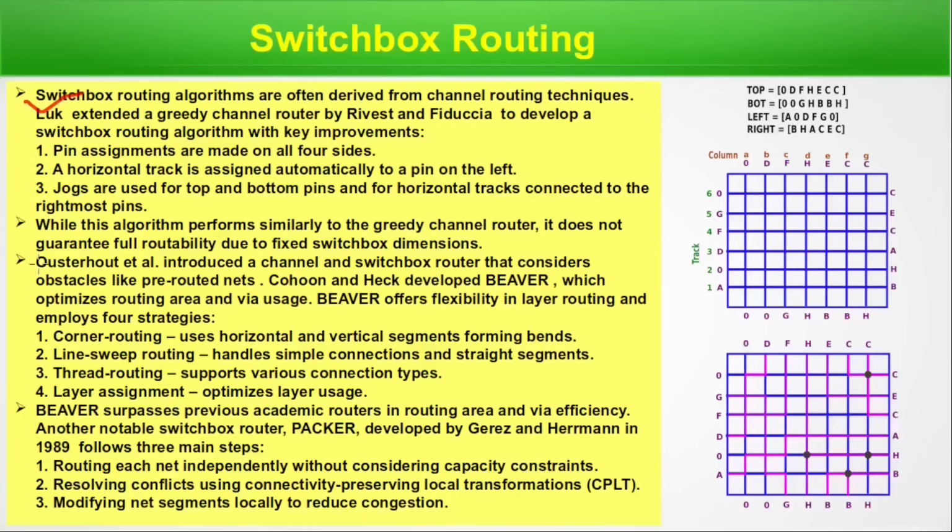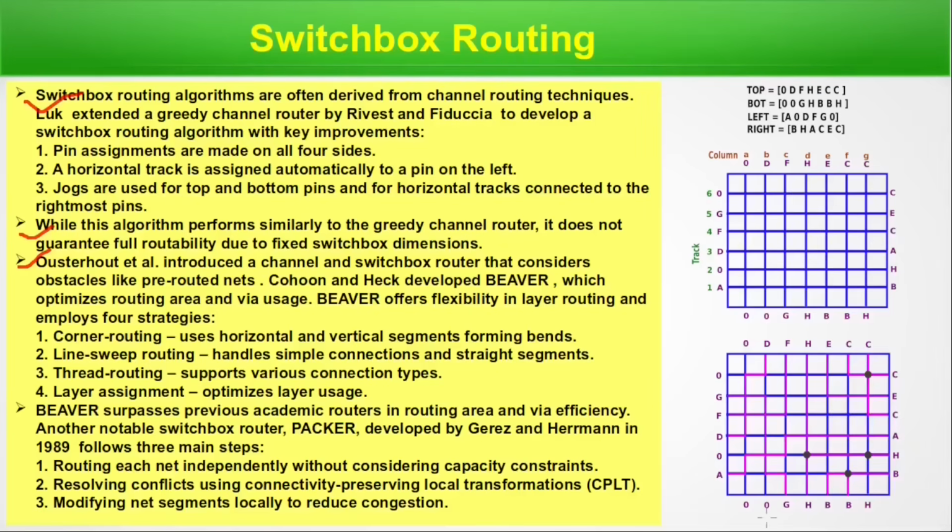Ousterhout et al. introduced a channel and switchbox router that considers obstacles like pre-routed nets. Cohn and Heck developed BEAVER, which optimizes routing area and via usage. BEAVER offers flexibility in layer routing and employs 4 strategies: corner routing, line sweep routing, thread routing, and layer assignment. Switchbox routing has gone through many improvements. Corner routing uses horizontal and vertical segments forming bends. Line sweep routing handles simple connections and straight segments. Thread routing supports various connection types, and layer assignment optimizes layer usage.